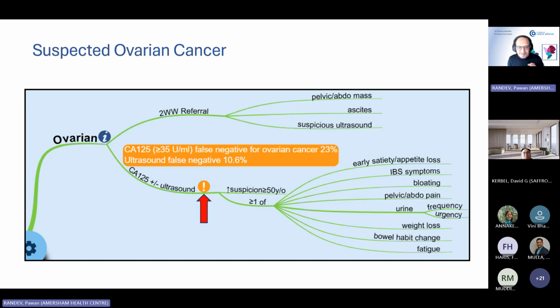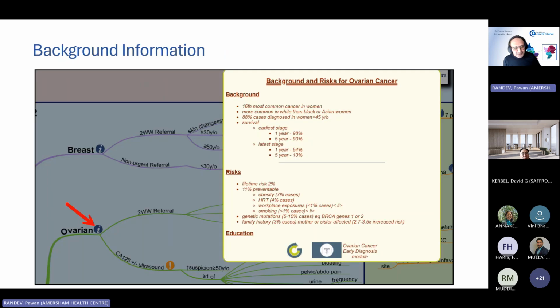And the maps are especially useful because where you see those amber round dots, those tell you the false negatives of different tests. And if you click, as the red arrow shows you in the box, on the blue round information panels, that will give you the background and risks and additional information about that cancer.